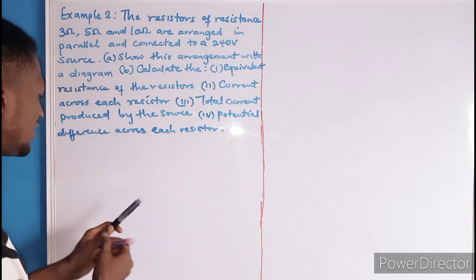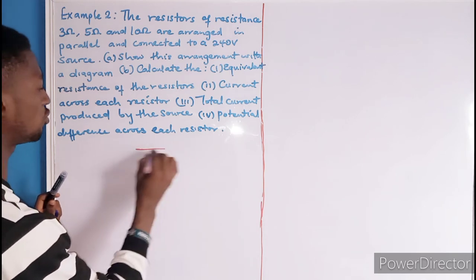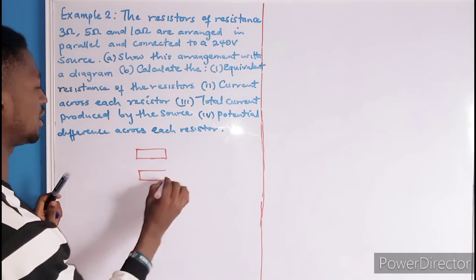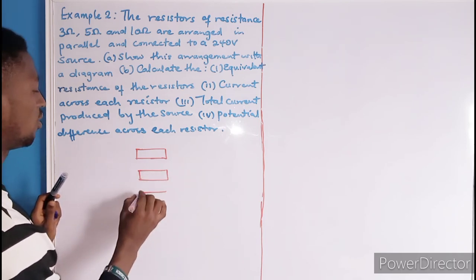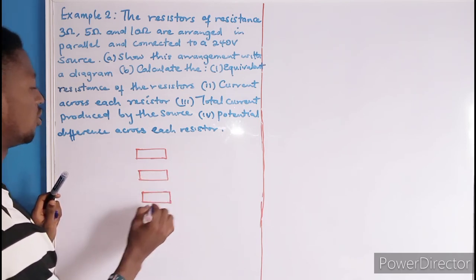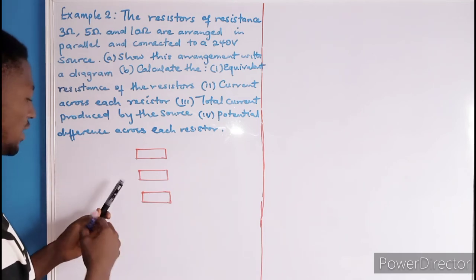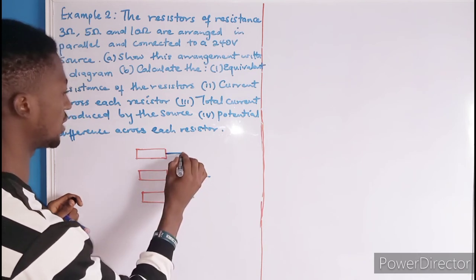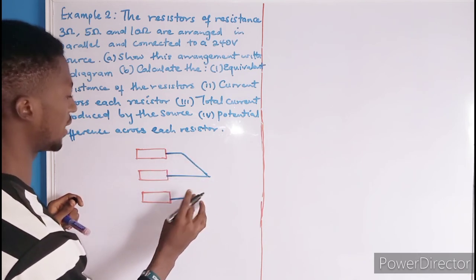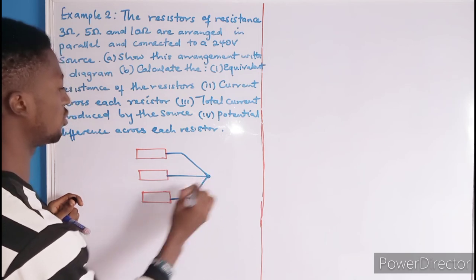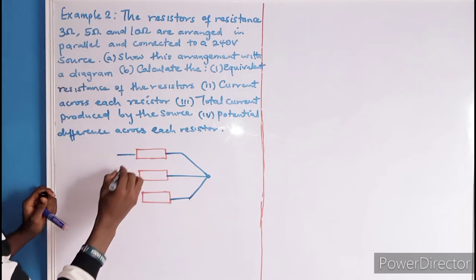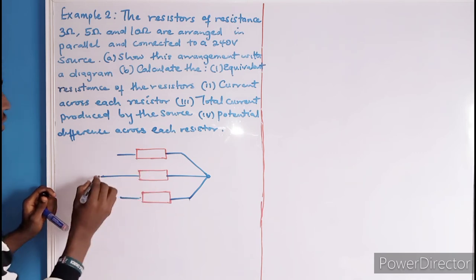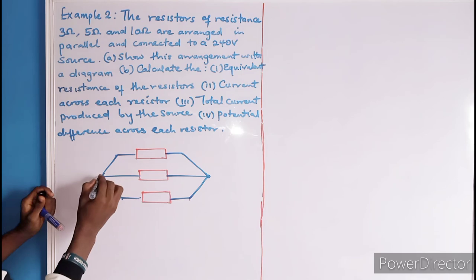Okay. Now since it's arranged in parallel, I'll quickly put three resistors one over another, and in this case it's not connected end to end. Instead, all the nodes are connected to a point. So I'll just do something like this. All the nodes are connected here. The same thing with this, and this. So all the nodes are connected here.